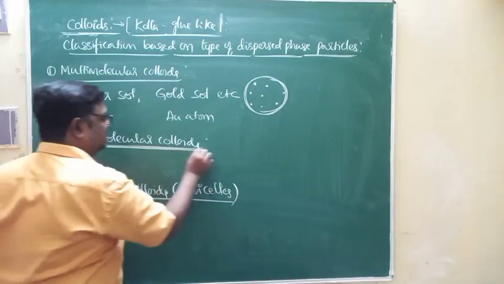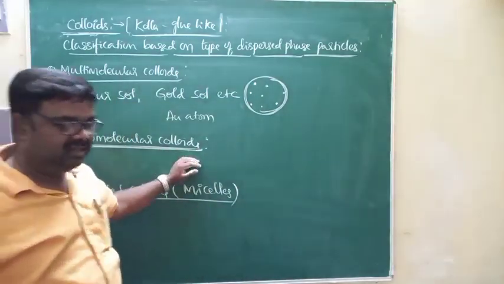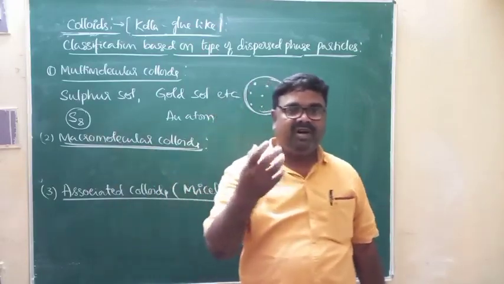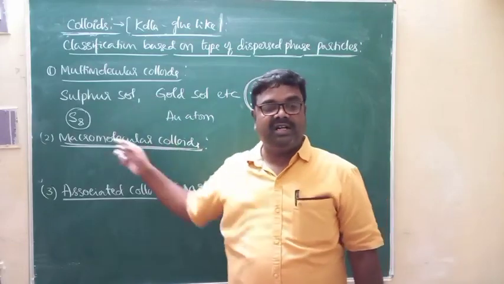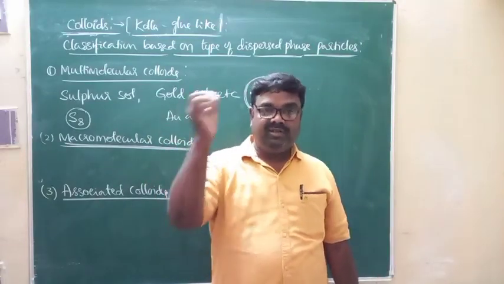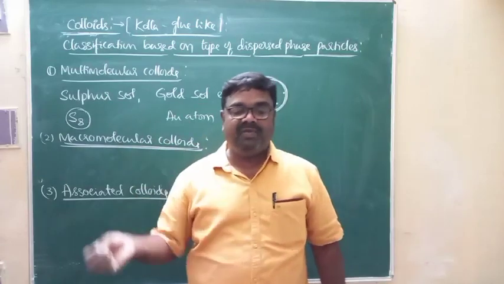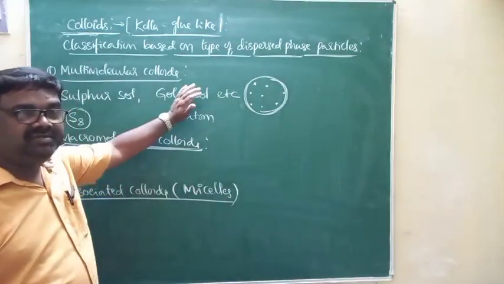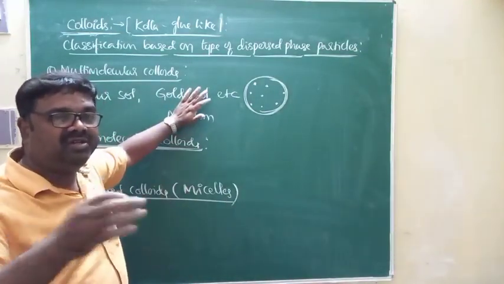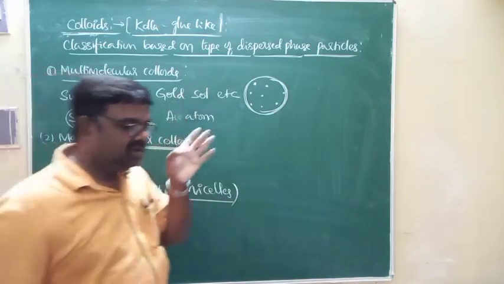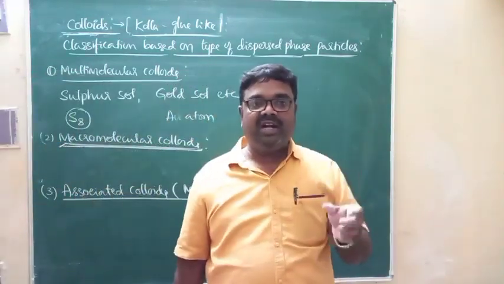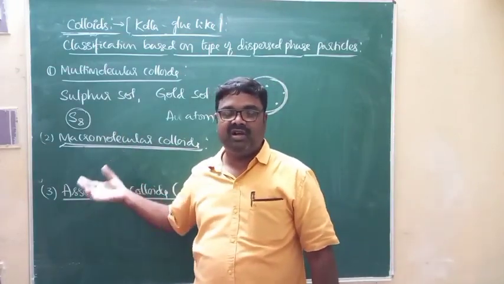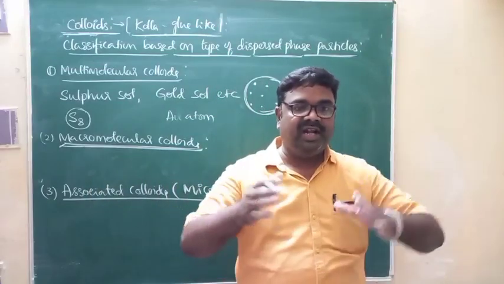Now look at this: macromolecular colloids. The term itself tells you macromolecular. That is, these are the colloids formed by big molecules. Macromolecular colloids are the colloidal systems formed by those macromolecules which are big enough to form a colloidal solution in a particular dispersion medium. For example, here the size of the molecules itself lies between 1 nanometer and 1000 nanometer. So if such macromolecules are dispersed in a suitable medium, you are going to get a colloidal system.